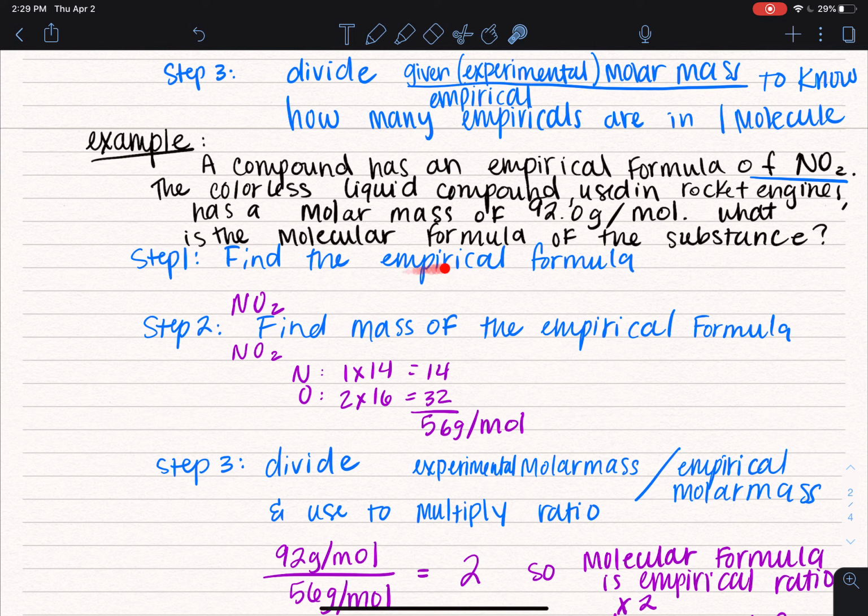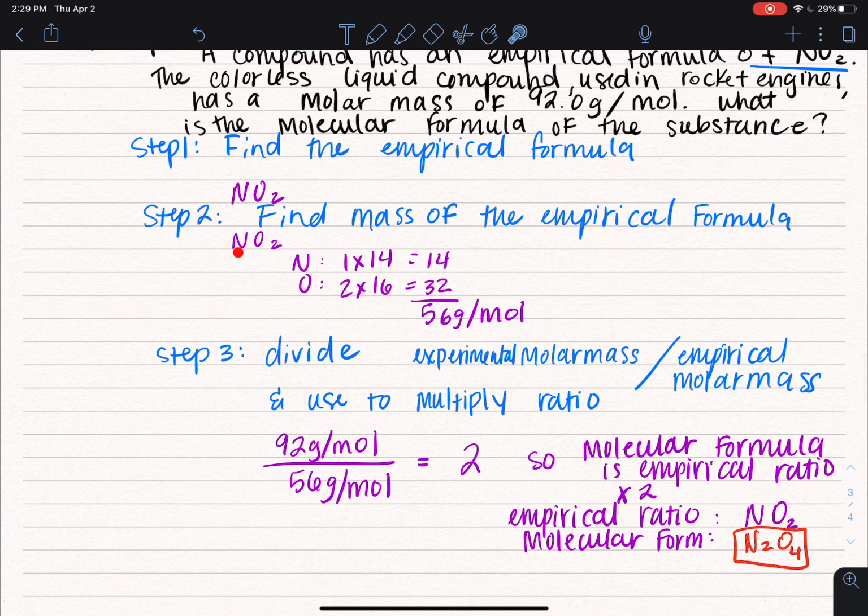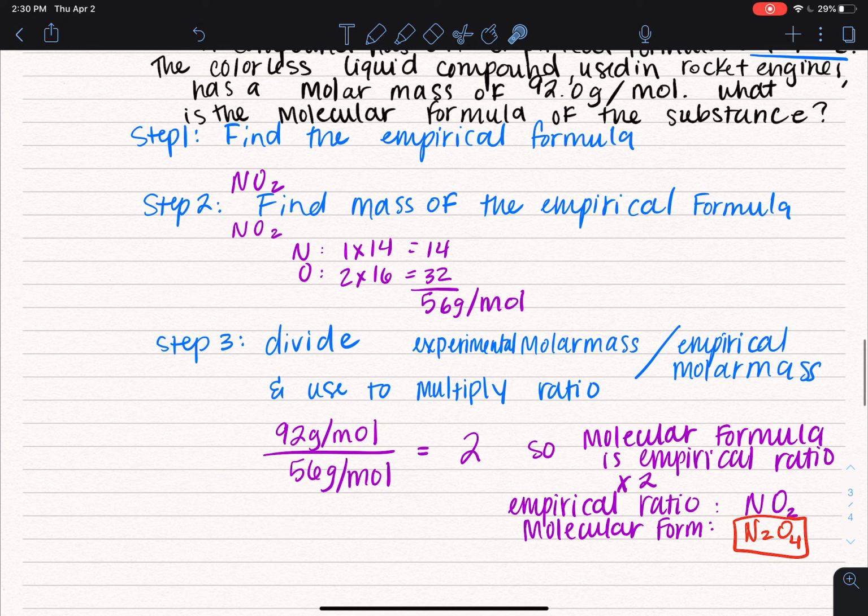So step one, find the empirical formula. It was given to you, so you didn't have to do anything. Step two, find the mass of that empirical formula. So since it's 1 nitrogen and 2 oxygens, I'm going to take 1 nitrogen times 14, gives me 14. 2 oxygens, that's that 2 right there, times 16 gives me 32. These numbers are the masses off the periodic table. So 14 plus 32 gives me 46 grams per mole. That's how much the empirical formula weighs.